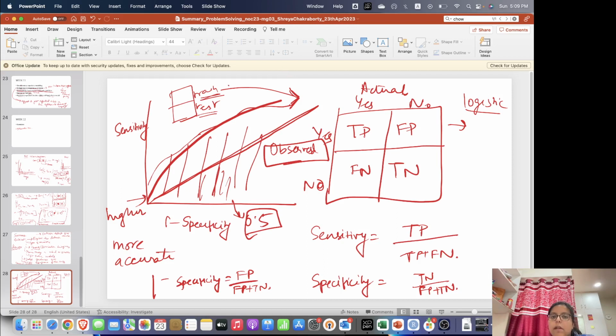In order to make it better, we can incorporate new variables, we can make transformations on the older variables, we can remove outliers and do all sorts of things. Okay, so this is the ROC curve where we plot sensitivity versus 1 minus specificity.